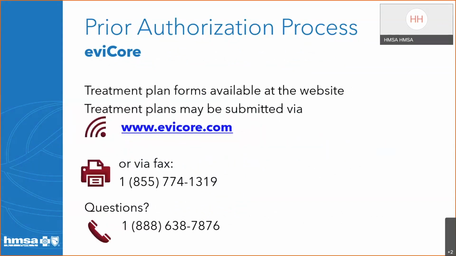Forms for PT, OT, and chiropractic services are available at the EviCore website. Once your treatment plan is completed, you may submit your form via evicore.com or via fax. And if you have any questions, please contact EviCore directly at 888-638-7876.